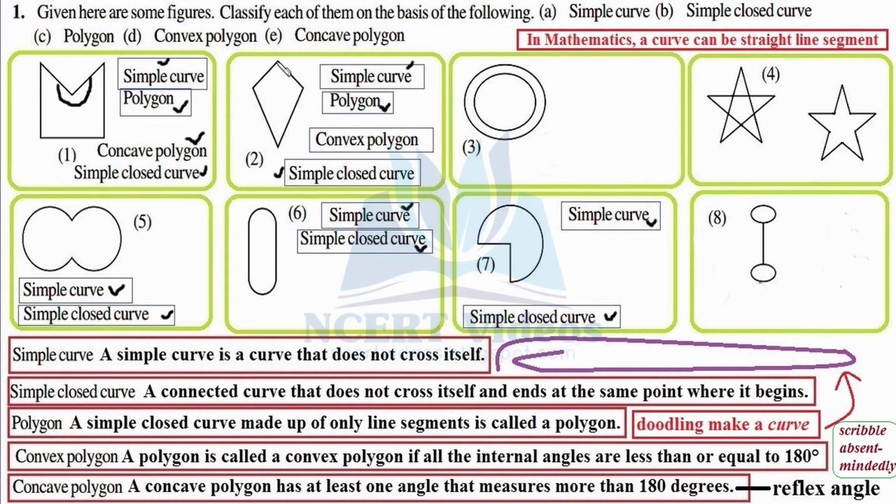Now let's study this figure. Internal angles. So we have 4 internal angles. This one, this one, this one, and this one. Well, all of these are less than 180 degrees, which you know very well from the figure itself. So it is a convex polygon. Therefore, we wrote convex polygon.